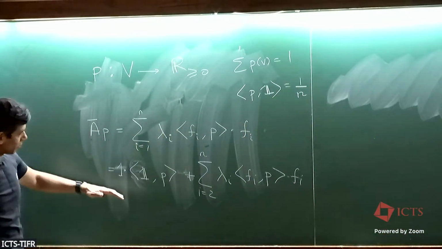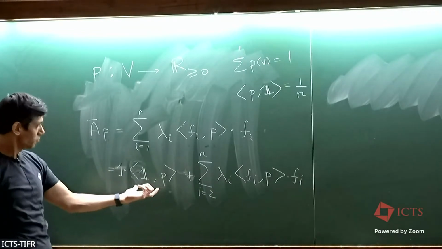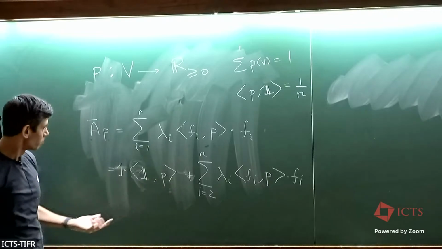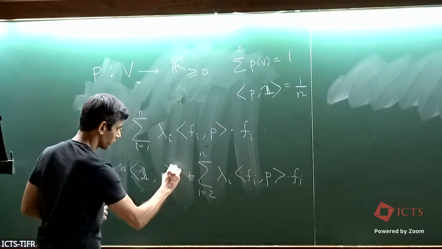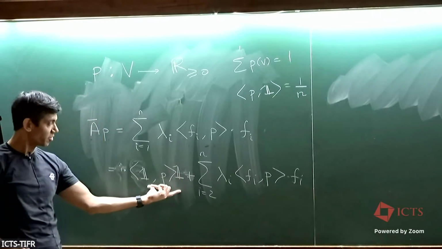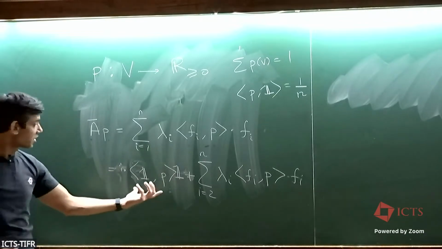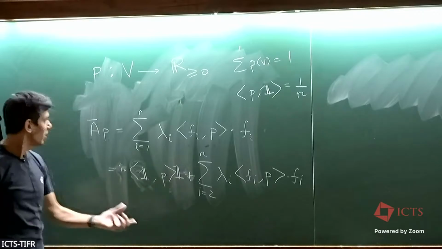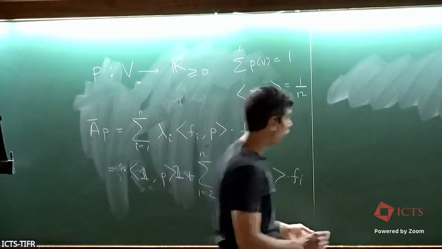And this, we already know what it is. It's just 1 over n, and this is the all ones vector. So this is just the uniform distribution, which is the stationary point we are looking for. And this is just the rest of the stuff, which we want to show is some small error.